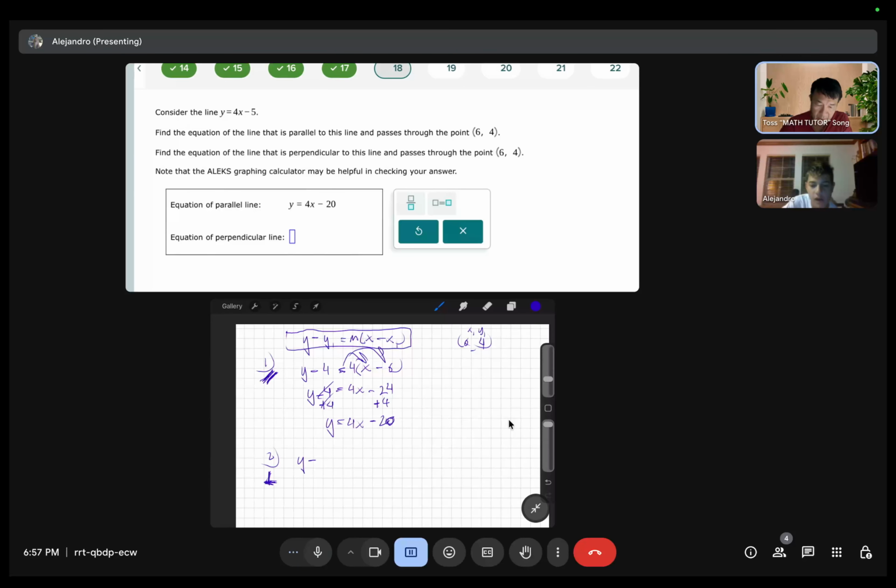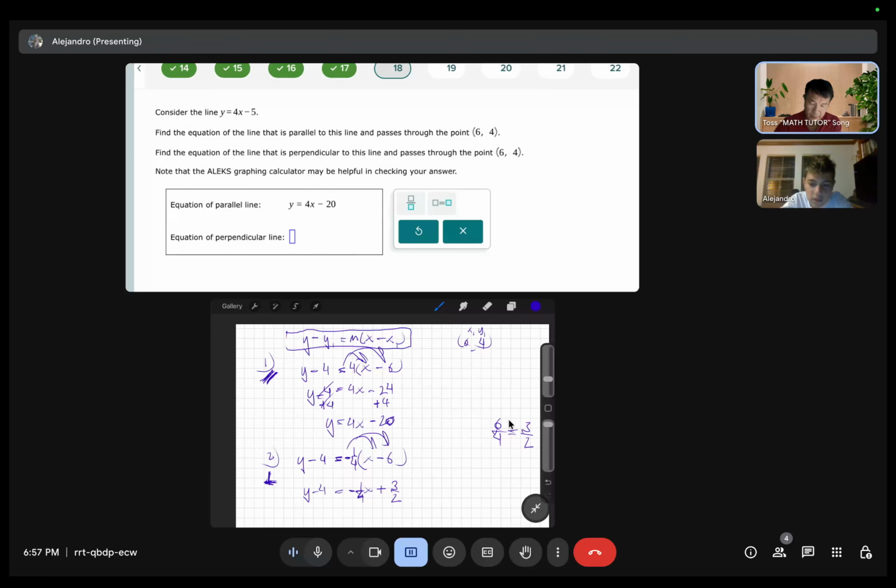y minus y1, same x1, y1, by the way. So it'll be 4. But the m, what is the m this time, minus x1, which is 6? The m for it to be perpendicular. Is it negative 1/4? Yes. So I use that and then I distribute. Negative 1/4 times negative 6 is a positive. It'd be 6 over 4, but we're going to reduce that to 3 halves. You follow so far?